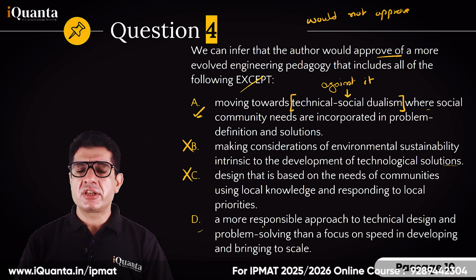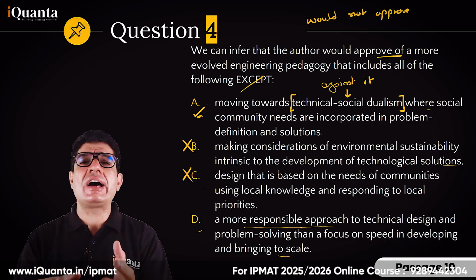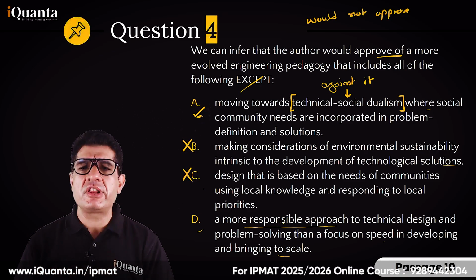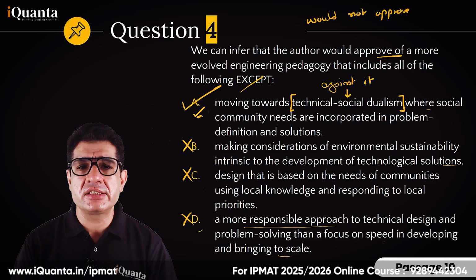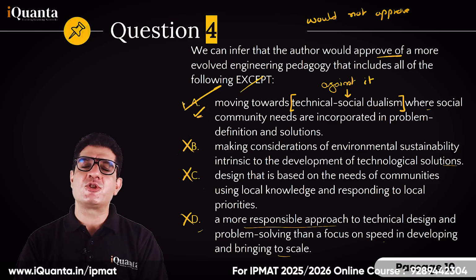D, author will approve of a more responsible approach to technical design and problem solving than a focus on speed and developing and bringing to scale. Yes, a more responsible approach is where you are engaged in public welfare. So yes, author will approve of it. So even this gets ruled out. So the best answer choice here is A, because the first half is not right.